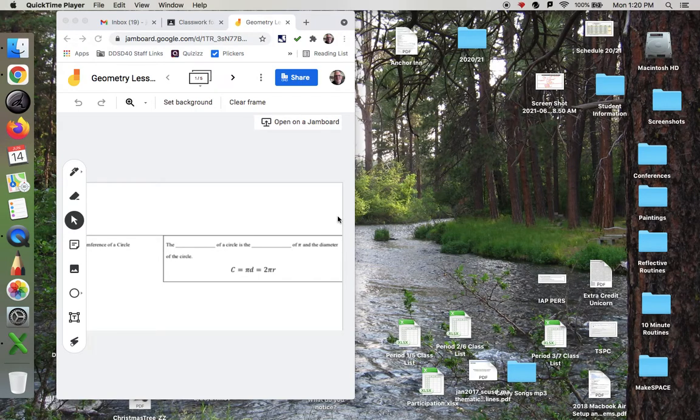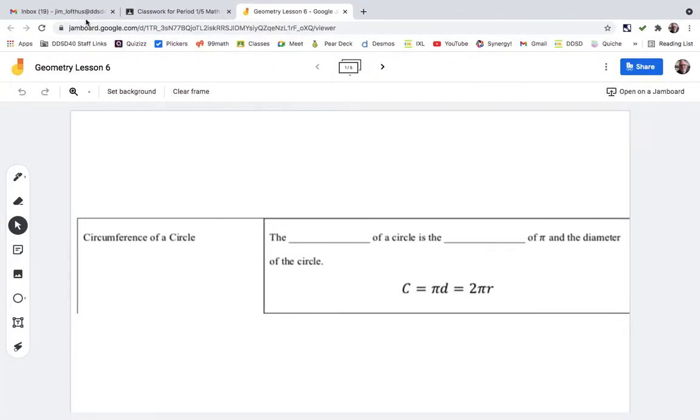This is a recap for Monday, June 14th. In this recap, we're going to have the answer key for Geometry Lessons 6 and 7.